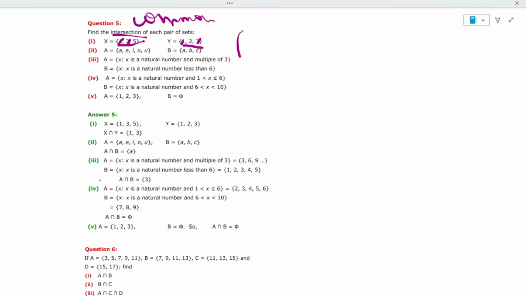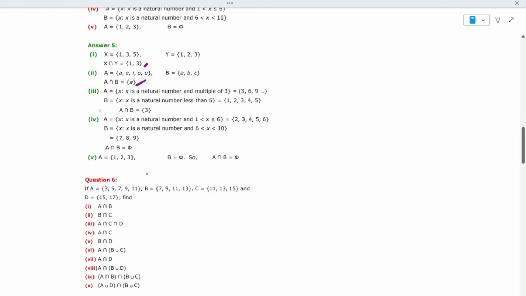And the intersection symbol is an upside-down U. Now let's see the second question. Only A, I guess, yes. See, only A is the intersection part. Now let's see the third question.